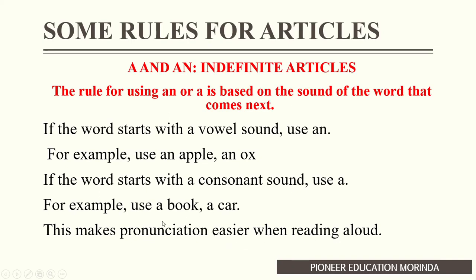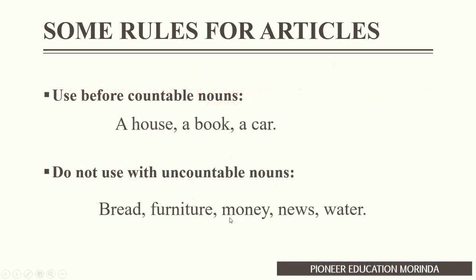So we use them with singular nouns. So we use a and an always before the countable nouns when they are in singular forms. So a house, a book, a car. We do not use a and an with uncountable nouns like bread, furniture, money, news, and water. So we never say a furniture, a money, a water, like that.